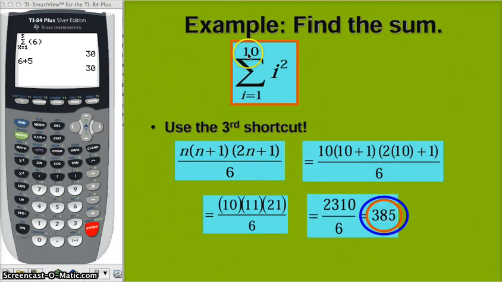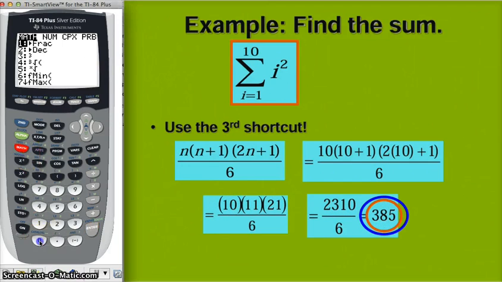So all you do is you take 10, and everywhere there's an n, you plug in 10, like they did here. You simplify it. 10 plus 1 is 11. 2 times 10 is 20, plus 1 is 21. And then you multiply the top, divide by 6, and then you get the sum. If you plug that in your calculator, notice you get the same answer.